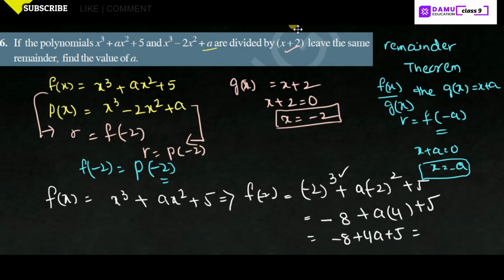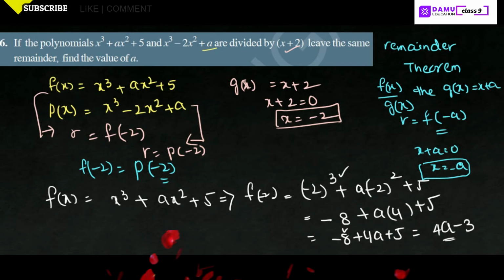Now minus 8 and plus 5 are opposite signs, so we subtract. The bigger number is 8, so 8 minus 5 is 3. And since the bigger number is 8, the sign before it is minus. So f of minus 2 is 4a minus 3.